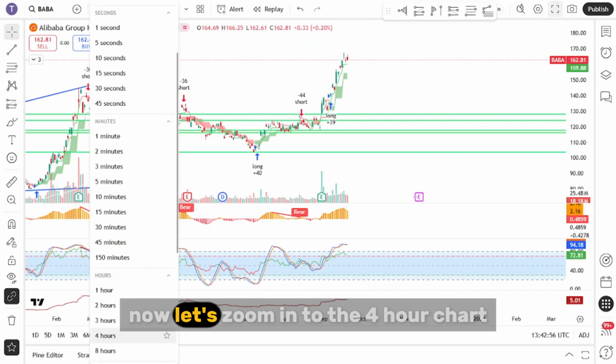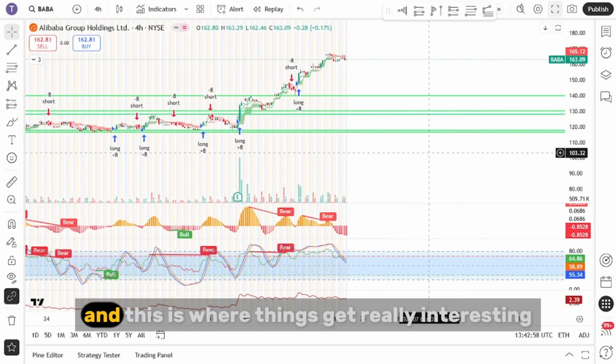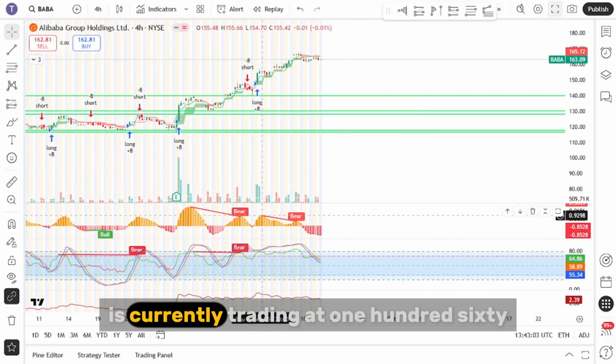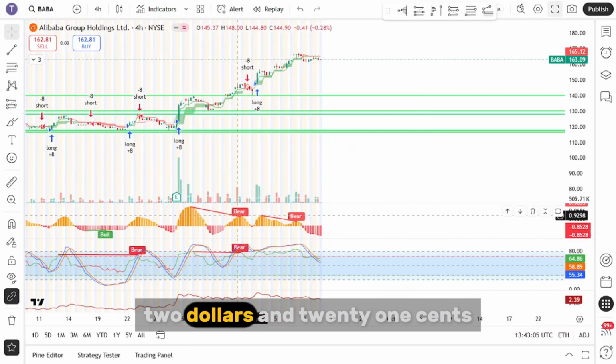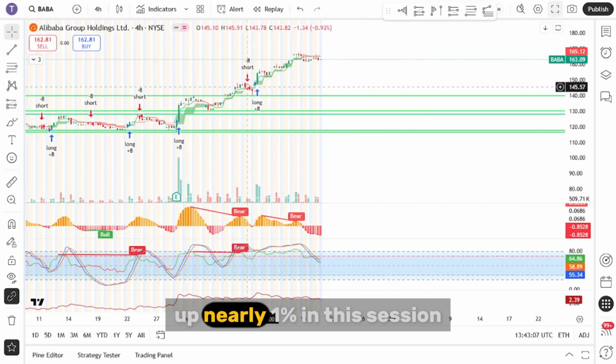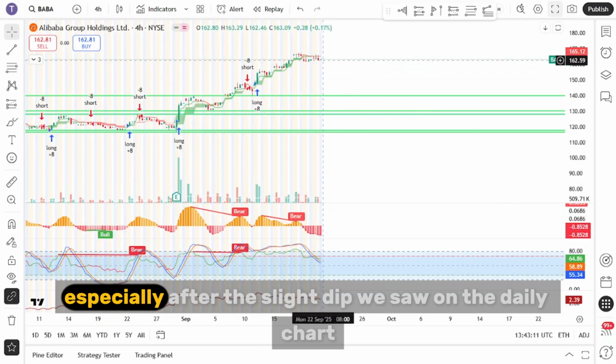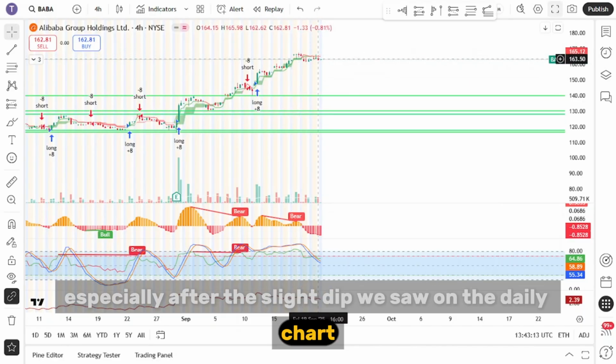Right. Now let's zoom in to the 4-hour chart. And this is where things get really interesting. BABA is currently trading at $162.21, up nearly 1% in this session. That's a nice bounce, especially after the slight dip we saw on the daily chart.